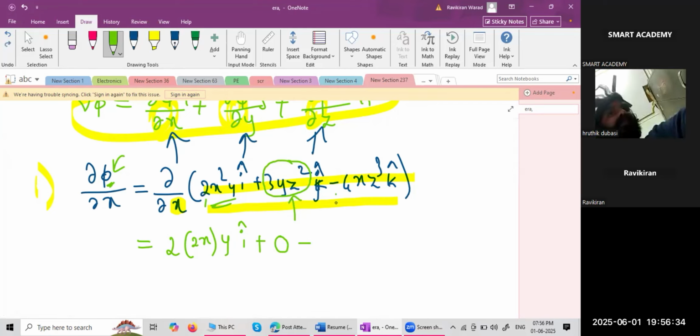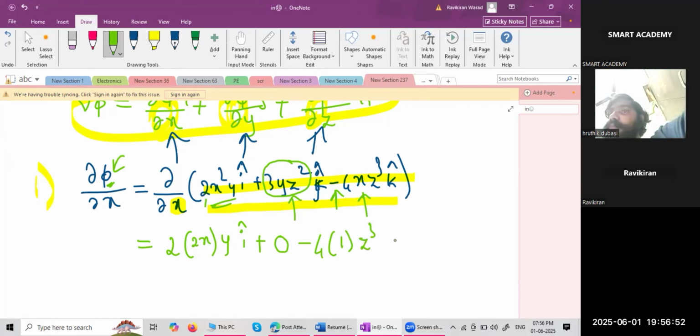Next, minus is there, right? Minus. Can I differentiate this with respect to x? Yes, I can differentiate, because the x term is there. Remaining you keep as it is. Differentiation of x with respect to x is what? 1. Remaining z cube as it is.